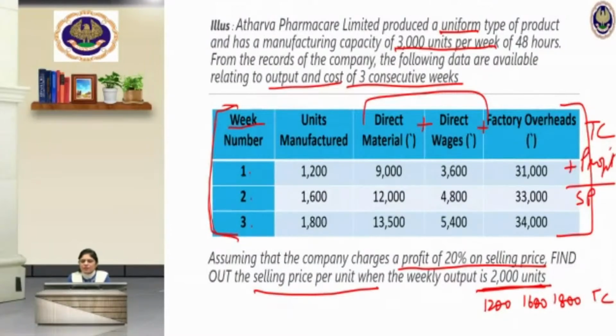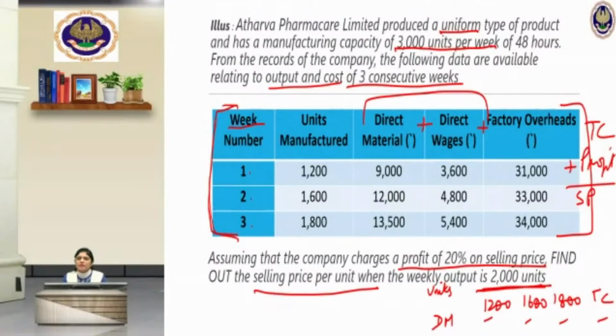So first of all, direct material we have. Direct material here we have 9,000, 12,000 and 13,500 and the total direct material. But first of all, you have to write the units also. Units. Clear? 1200, 1600 and 1800 are the units. Direct material is given to you.